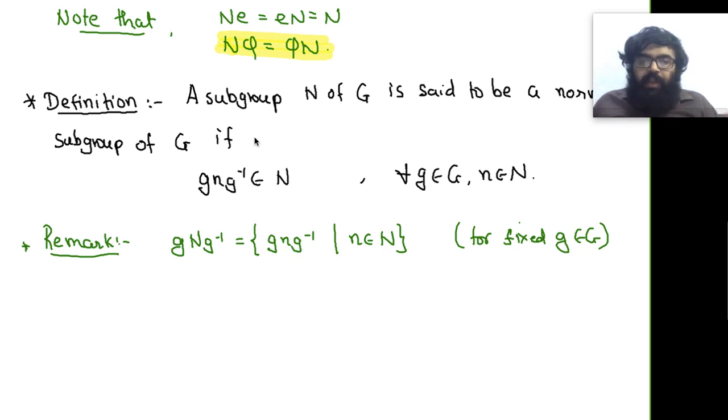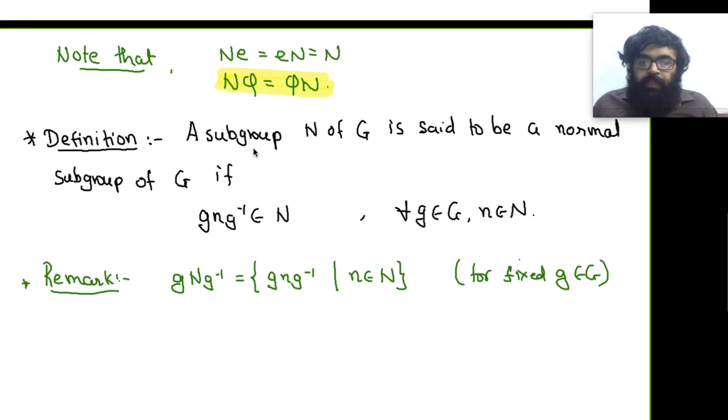So if N is a normal subgroup, by definition gng inverse belongs to N. That means all elements of this type belong to N by this definition. As you can see, that means this must be a subset of N. Is it clear? If N is normal, then for every g, this particular set gNg inverse has all its elements in N. That means this is a subset of N. So that is one remark that we should make here.